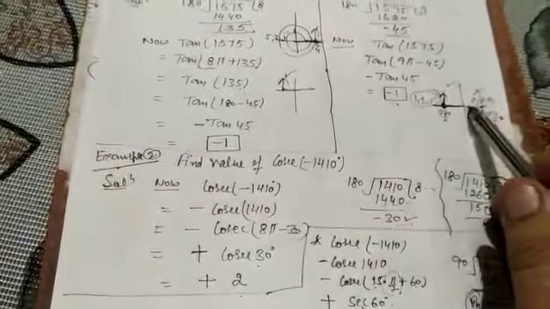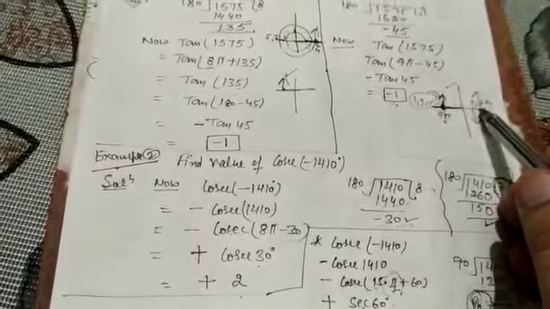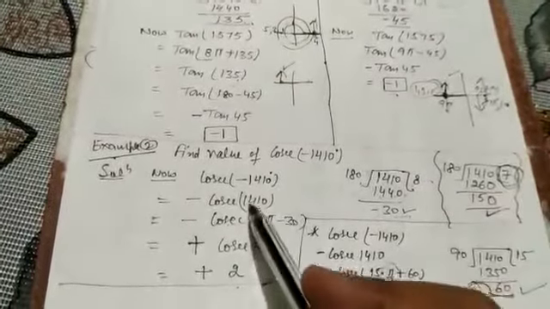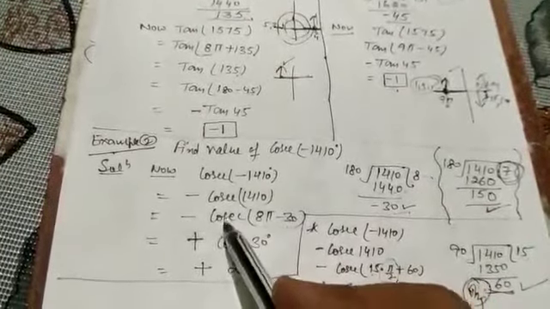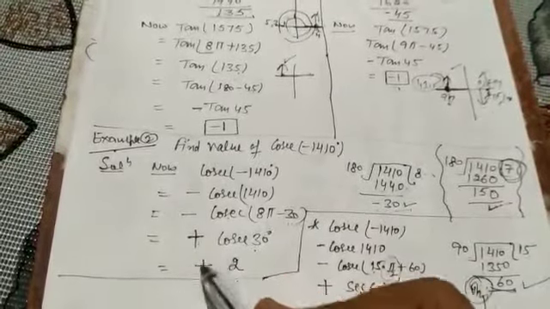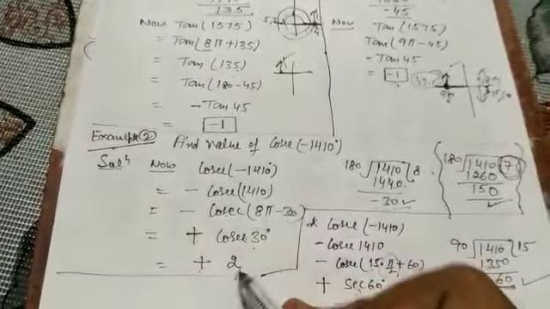8 pi lies on this side, right side of the origin, minus 30 means fourth quadrant. Fourth is the house of cos, so cosec gives its result negative. So negative, negative, positive. It is 2.